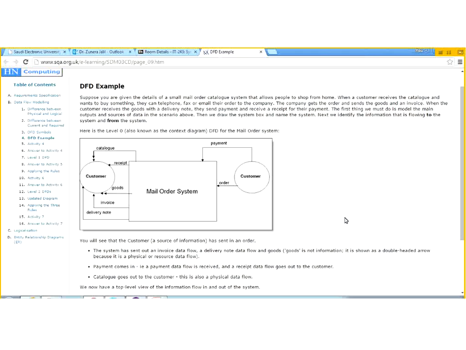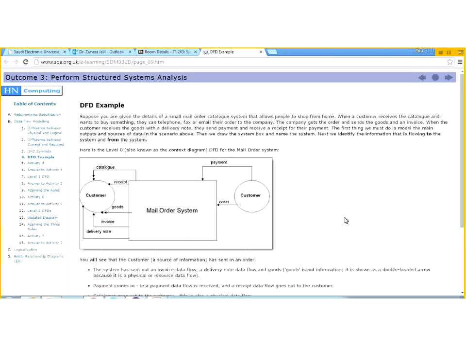Your customer sends an order. The system sends an invoice data flow, a delivery note data flow, and goods. Payment comes in. The payment is input to your system. Catalog goes out to the customer. So that's why the catalog arrow is going out from your system to the customer.